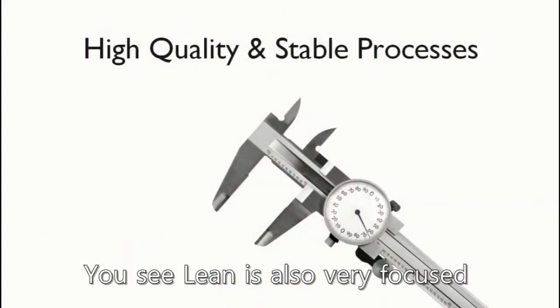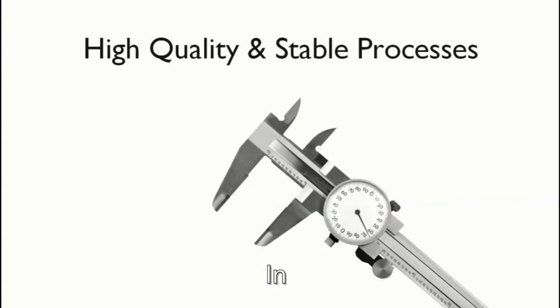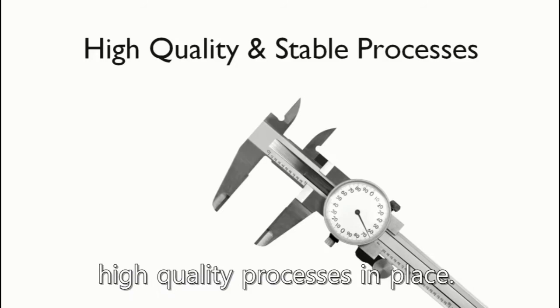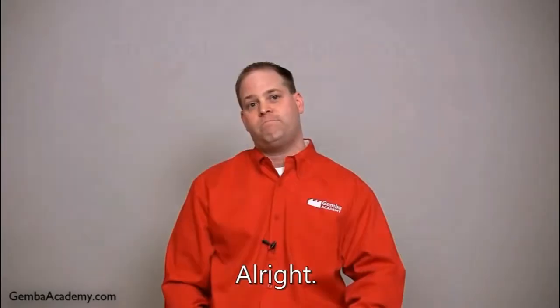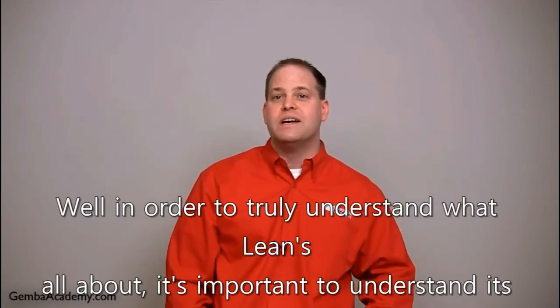Finally, Lean is not only about attacking waste while increasing the speed at which products are produced. You see, Lean is also very focused on improving the quality of our products as well as the stability of our processes. In fact, many Lean principles such as one-piece flow will never succeed without stable and high-quality processes in place.